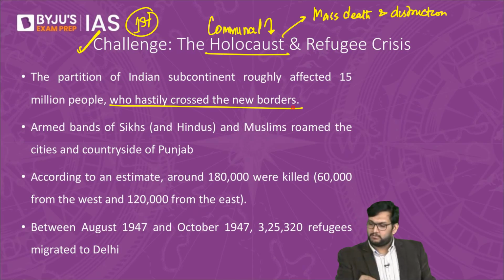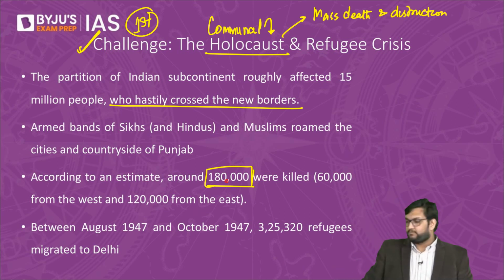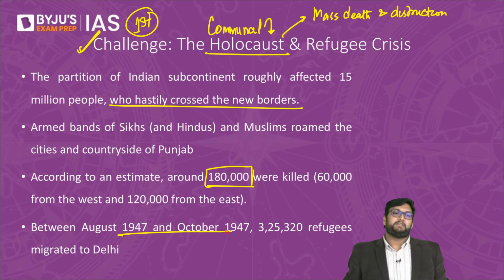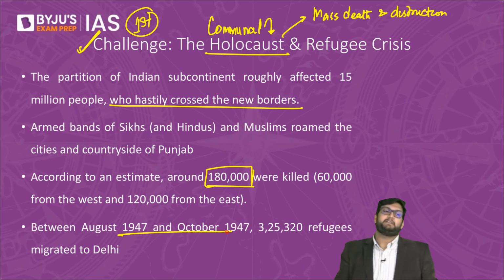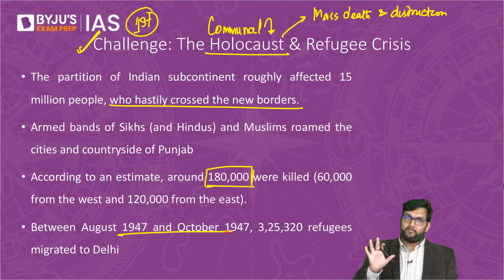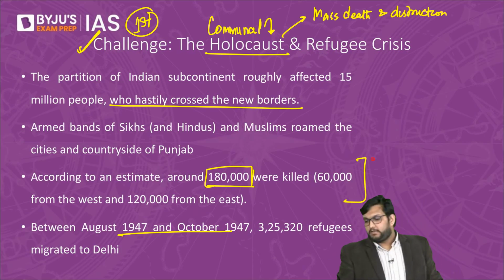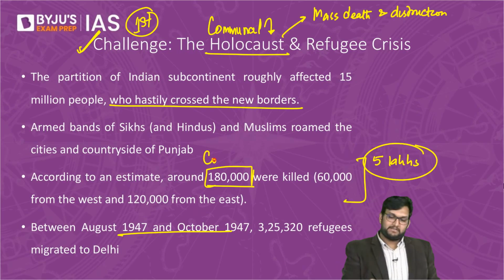According to an estimate, 1,80,000 people were killed, 60,000 in the west and 1.2 lakh in the east, because on the Bengal side also there was equal death and destruction. And between August 1947 and October, 3.25 lakh refugees migrated to Delhi, and Delhi was not ready for it. This estimate is conservative. The rough estimate is close to 5 lakhs.